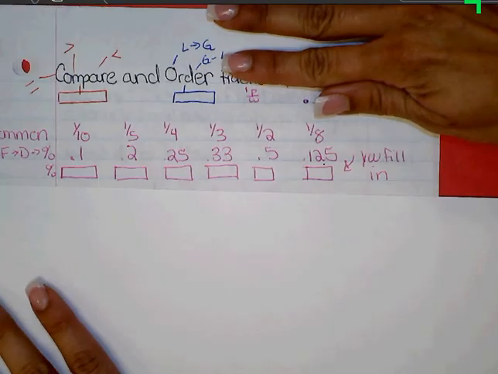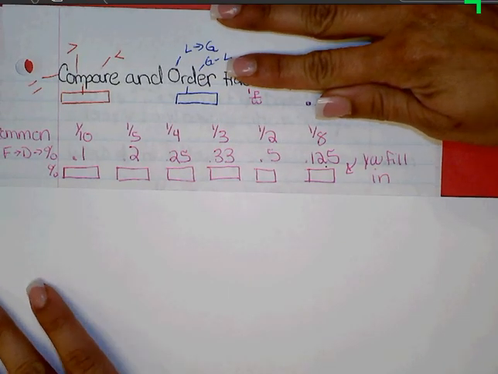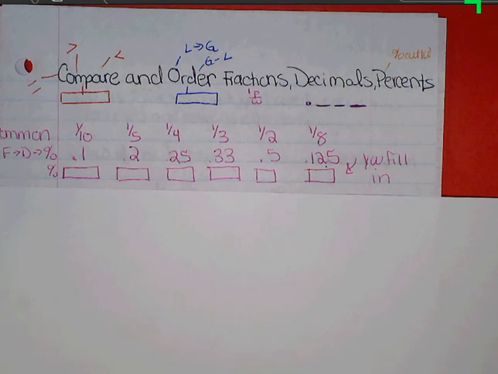So let's talk about some common fractions, decimals, and percents. These are really good to memorize. It could save you some math. I've got 1/10 is 0.1. 1/5 is 2/10. 1/4 is 25 hundredths, and so on.